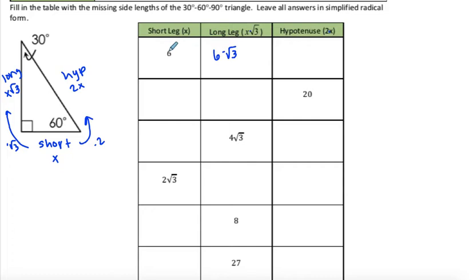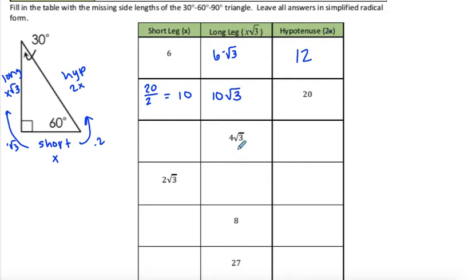The hypotenuse, I'm going to take the short leg, which is 6, times 2, which is 12. So if I know the short, I'm going to multiply by 2 to go to the hypotenuse, multiply by radical 3 to go to the long leg. Now if I know the hypotenuse is 20, that's where I'm starting here. So to go backwards to the short leg, I'm going to take our hypotenuse and divide by 2 and simplify. Once I know the short leg, to go to the long leg, I'm going to multiply by radical 3.